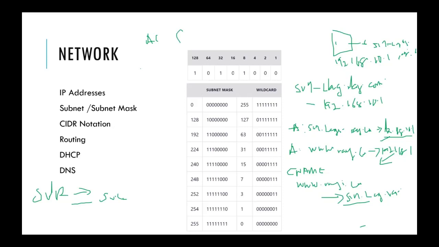Service record is a mapping of service to name. CNAME record is a map of alias or name to name. A record is a mapping of name to IP. Service record, service to name. So when I say service, you have services like LDAP, Kerberos.